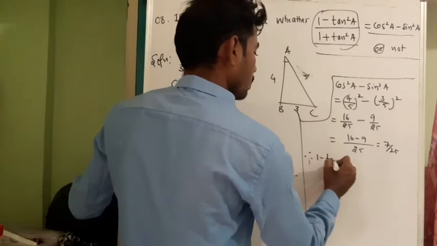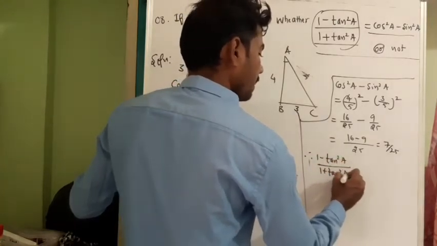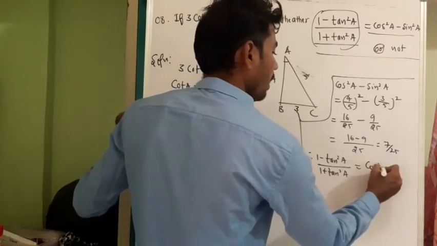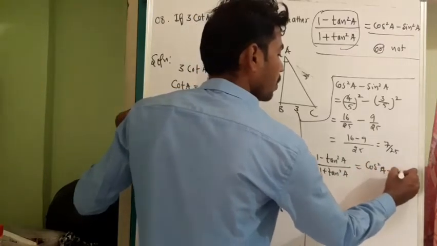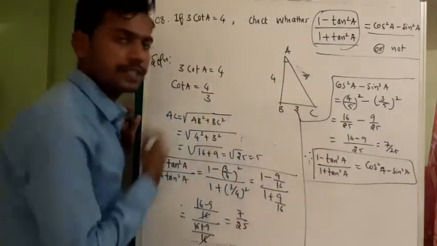Therefore we can write that (1 minus tan square A) divided by (1 plus tan square A) is equal to cos square A minus sin square A. So the relationship holds good. So please note this.